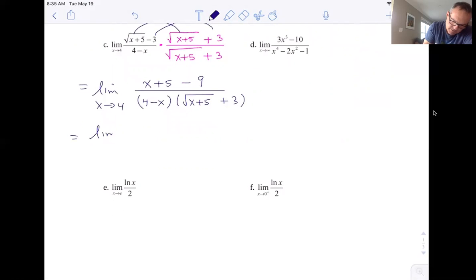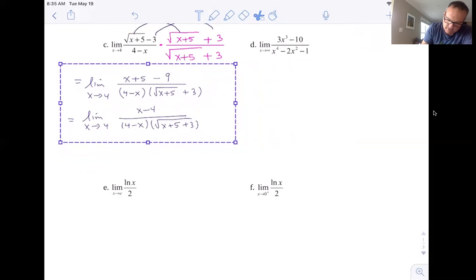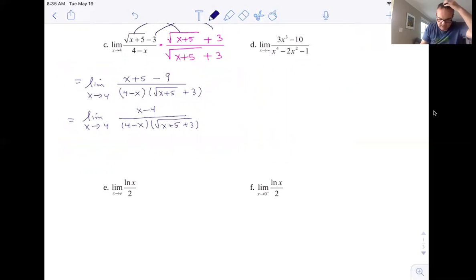Again, a lot of steps, but that's just kind of the way things go sometimes. Up top, I got x minus 4. Here I got 4 minus x. And I'm just really copying down what I have. In fact, I'm going to give myself a little bit of room. This is called cheating right here. Make that a little smaller to give myself some room.